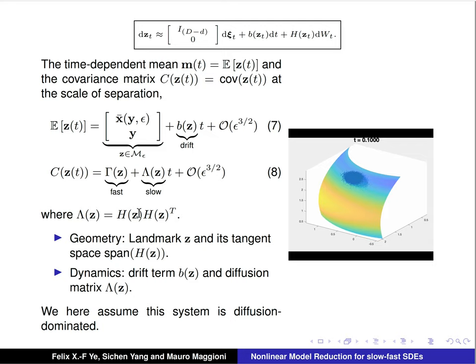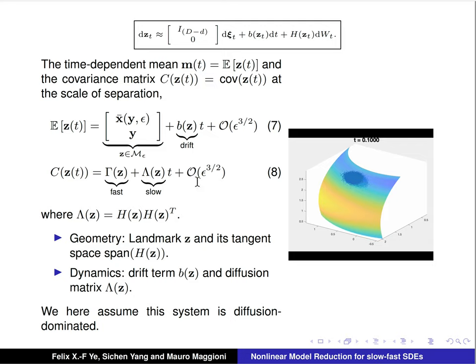If we look at this linear model carefully, it already tells me two very important things: one is geometry, the second one is dynamics. The dynamics are pretty simple. We have the drift term, that is b, and the diffusion matrix lambda, which are two important things to estimate, and both can be estimated by simple linear regression. The second thing is the geometry. The first thing we have is the landmark, which is given at this point, and the tangent space is given by the span of h(z). So we have a landmark and a tangent space, so locally we already have a good description of this invariant manifold.